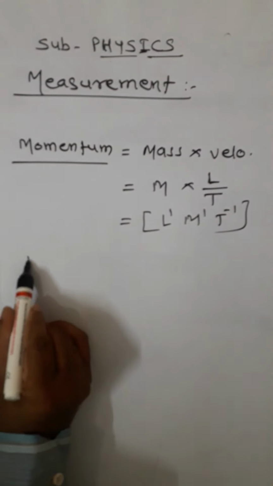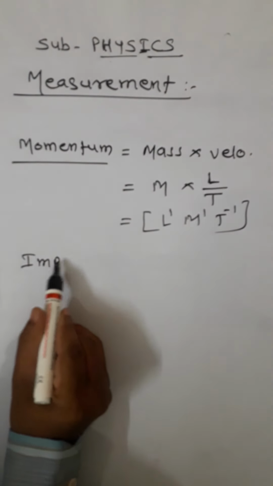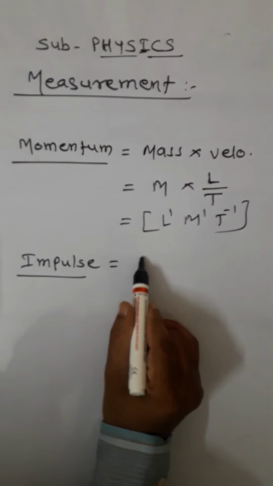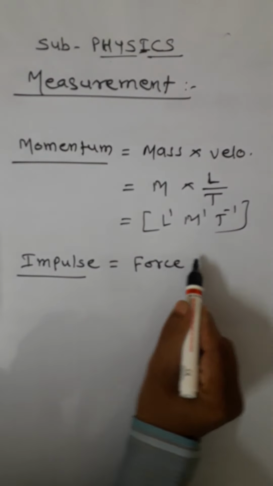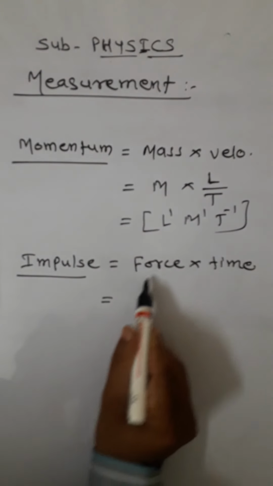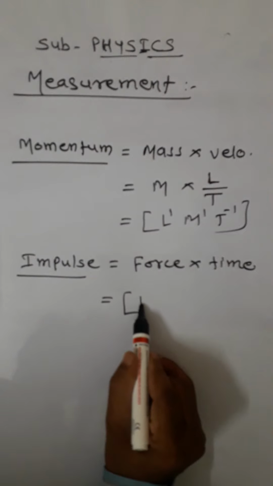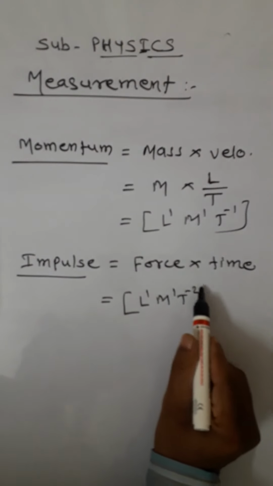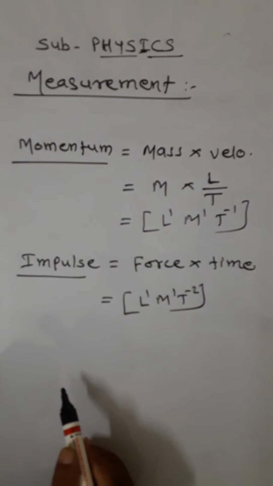And the next term is the impulse. This impulse is nothing but what? It is the product of force into time. Then we know the dimension of the force, what? L1 m1 t minus 2. This is the dimension of the force.